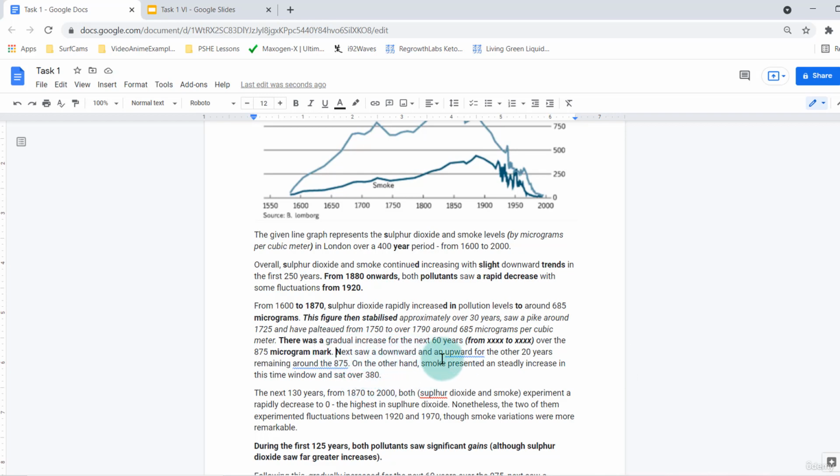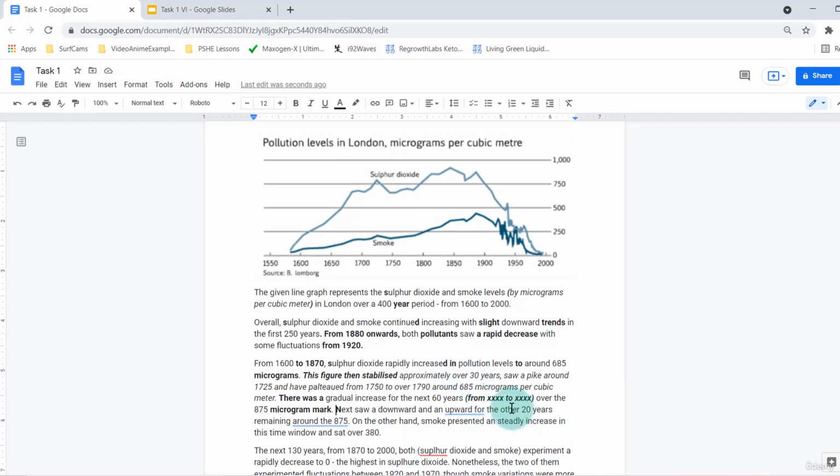So next saw a downward and upward trend for the next 20 years. So keep that out for 20 years. Upward trend. Google is already suggesting trend. How very clever. Next, comma. Not the best in terms of opening phrases. Next, we can see.